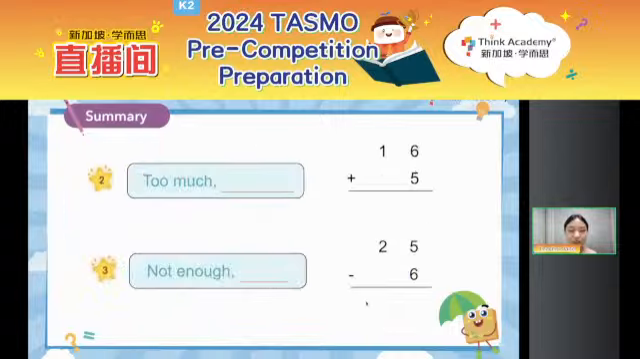Good job, everyone. And when we are doing the calculation, because we know 10 can break into 10 ones, 10 ones can make 10, right? So if there are too many, we can just carry over to the tens place. And then when we are doing the minus, if the ones digit, the 5, is not enough to take away the 6, we can just borrow 1 from the tens place.